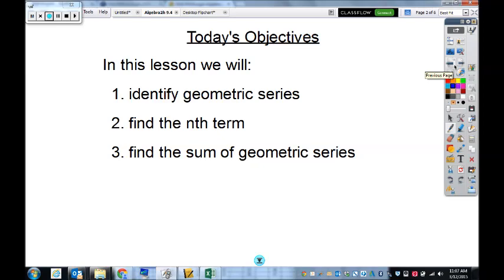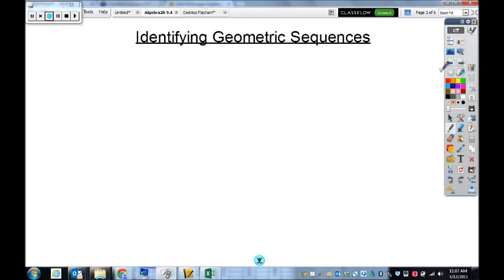So in today's lesson, we're going to identify geometric sequences. We're going to find the nth term and find the sum of the geometric series. So identifying geometric sequences. So let's give us a sequence.